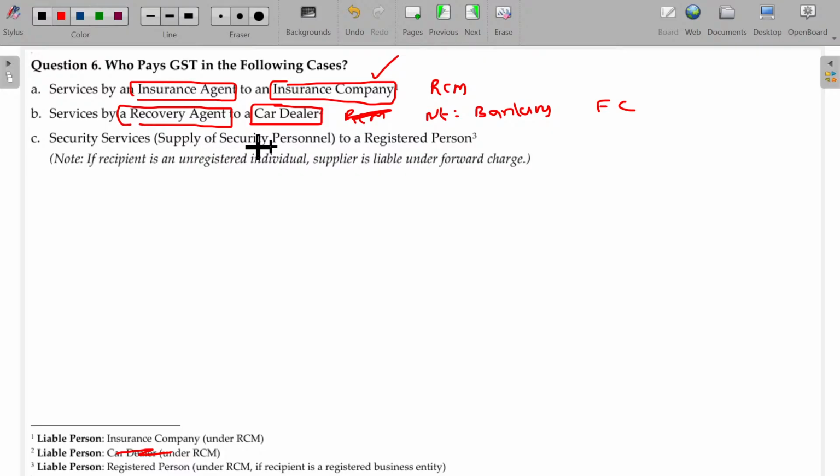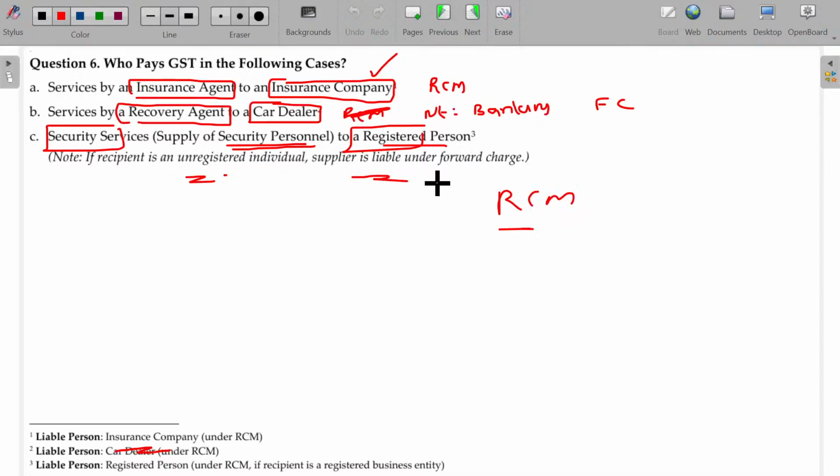Security services, supply of security personnel to a registered person. Security services, the recipient being the registered person, then of course RCM basis will be applicable. In the last case, if the recipient is an unregistered individual, the supplier is liable under forward charge.